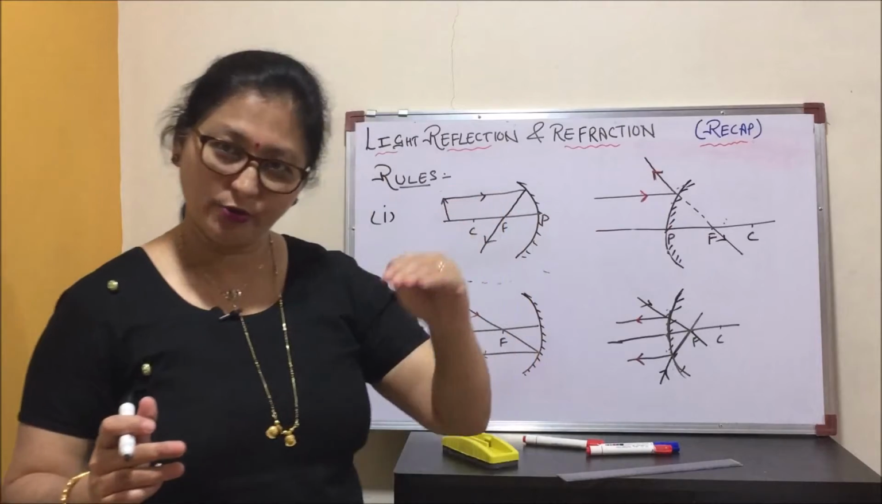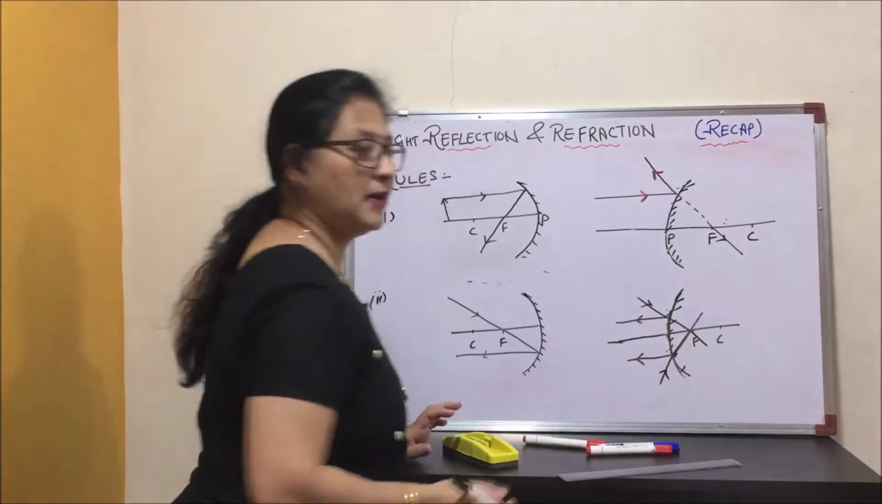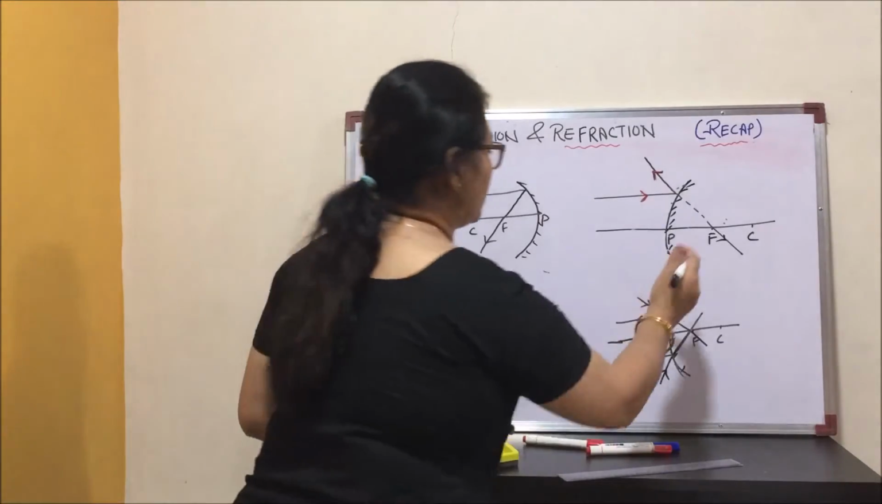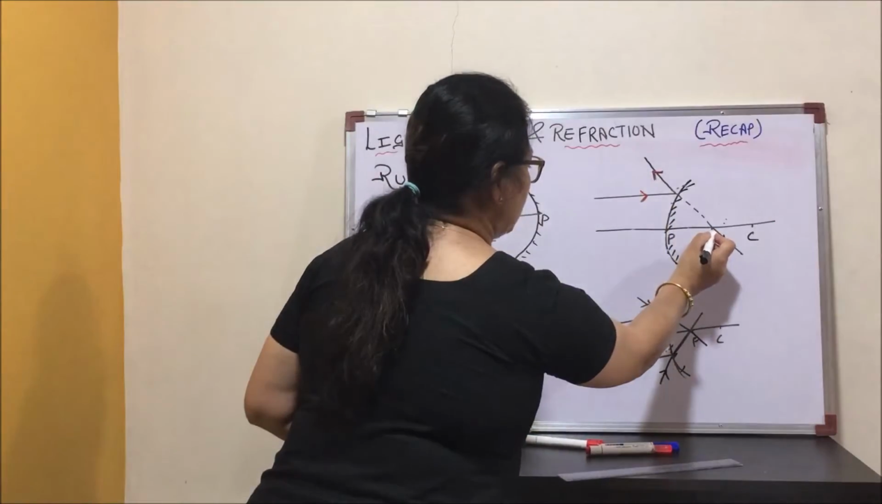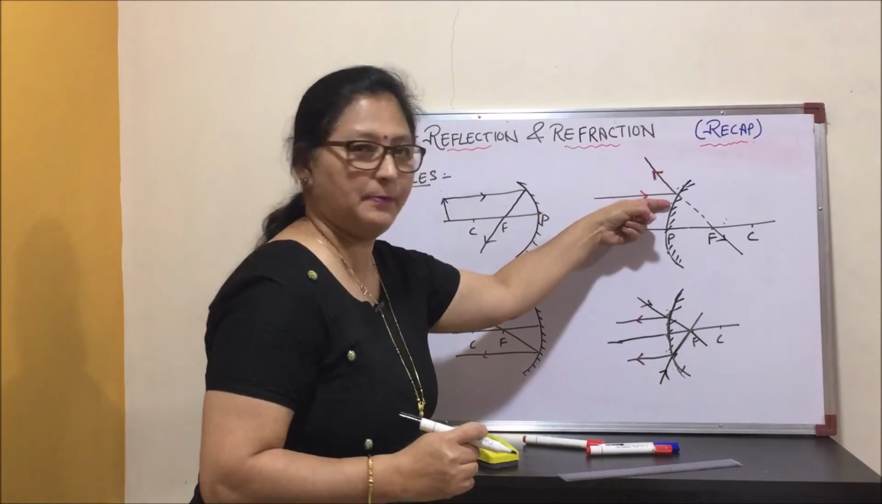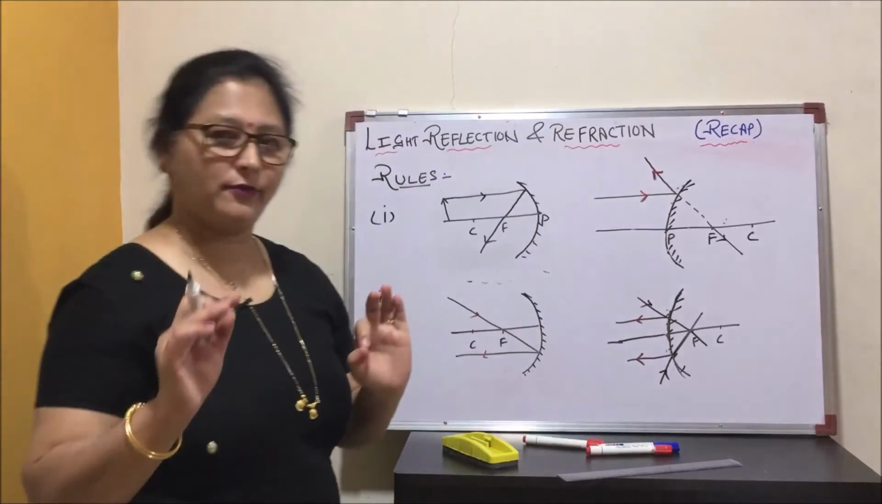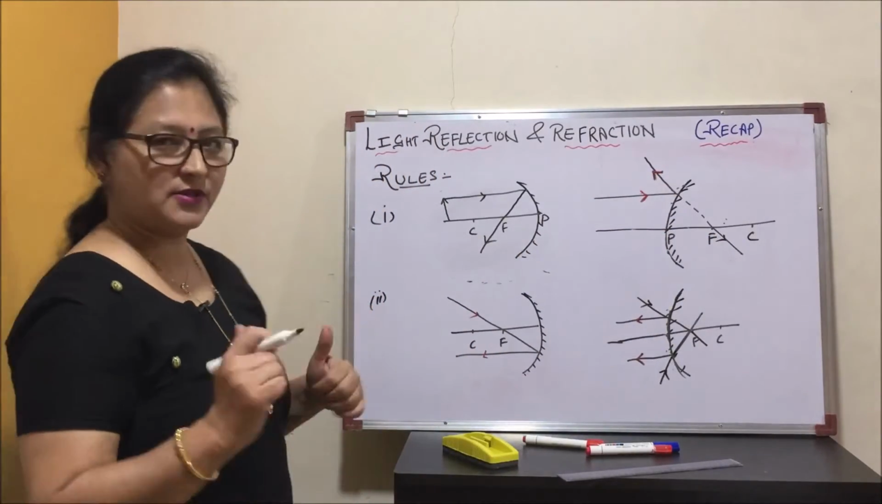So we need to produce that ray backward and then the image will be formed at the back side, right? So we need to produce the ray, and because it was initially parallel to the principal axis, when produced back, it has to go through the focus. Clear? So this was rule 1.